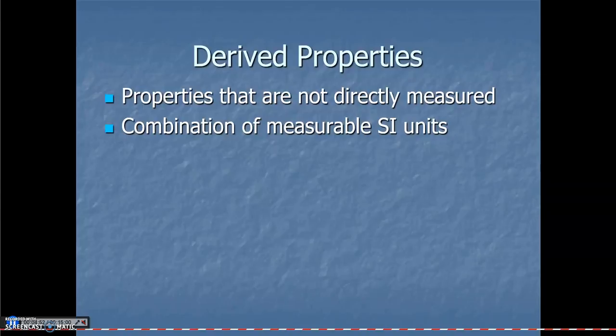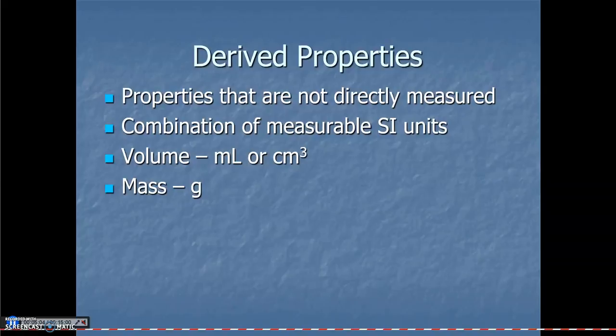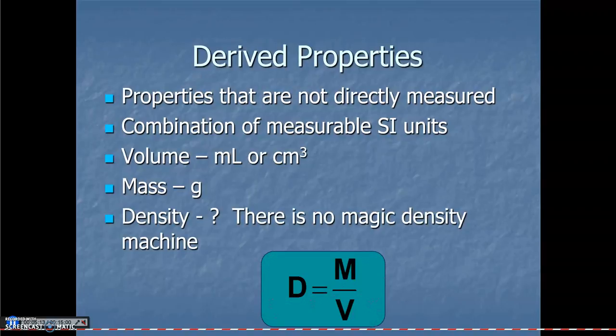So usually these are a combination of measurable units. And density, for example, is a combination of volume and mass. So we need to measure the volume of the substance in milliliters or cubic centimeters. And we need to measure the mass of the substance. Then we're going to be able to take those mass and volume readings and divide mass by volume to determine density. And you see the equation here for density is mass over volume. So this is what we call a derived unit. This equation for density is something that you should know.